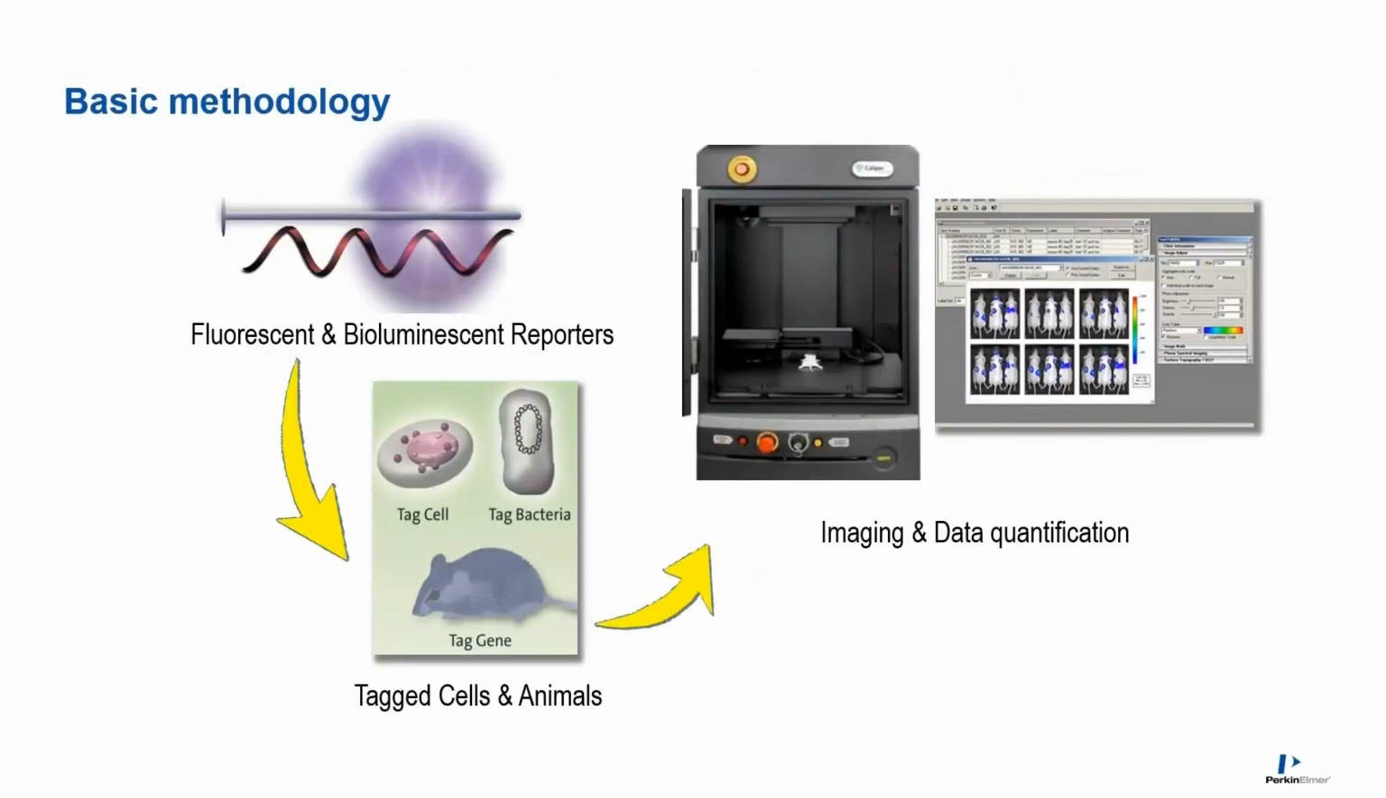Right. Once the light-producing optical reporter agents are established, the methodology is very simple. We transplant the labeled cells or inject the fluorescent dye into the animal models and then perform imaging over time before doing data quantification and analysis.